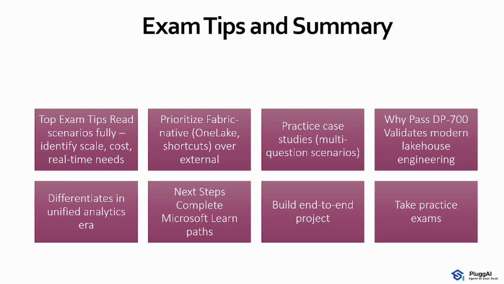Next, prioritize Fabric native solutions, especially OneLake and shortcuts, over anything external. You might be tempted by old habits like copying data to blobs or using external tools, but the right answer almost always favors no data movement, zero egress, virtual sharing via shortcuts. Why? It's cheaper, faster, and more secure in Fabric's unified world. Exam trap: choosing a pattern that duplicates data when shortcuts or mirroring would solve it elegantly.